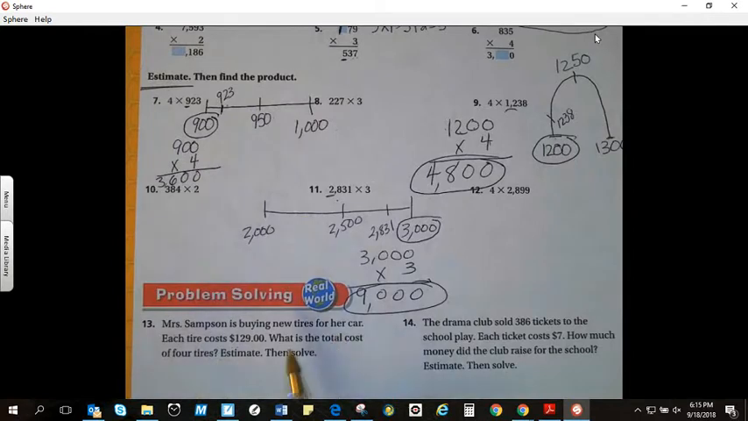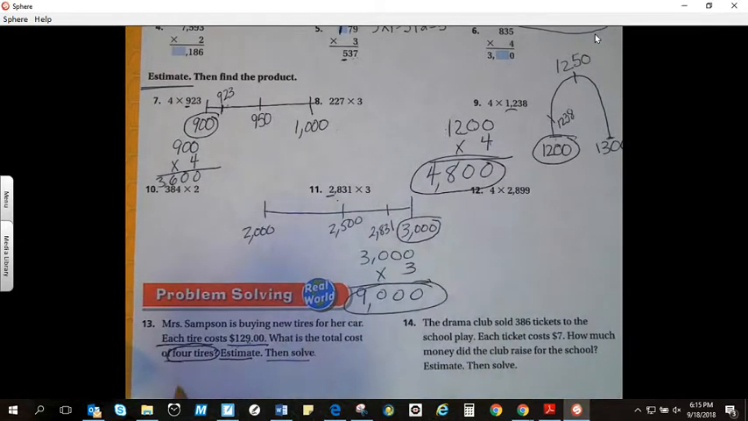So Mrs. Sampson's going to be buying 4 tires. Mrs. Sampson is our character, and she's going to be buying tires for her car. Each tire costs $129. Now the question is, what's the total cost for 4 tires? We want to estimate and then solve.